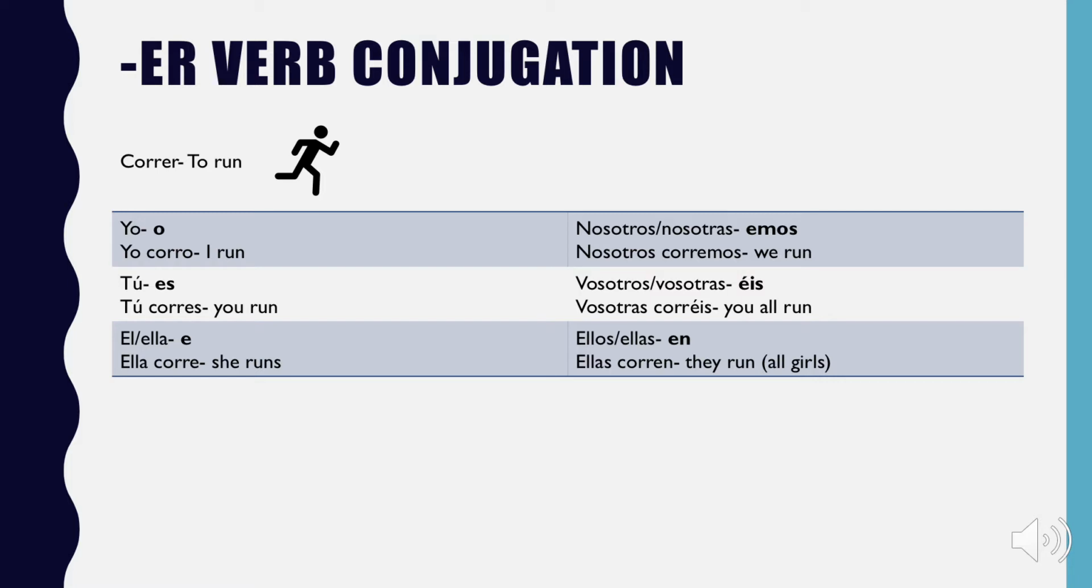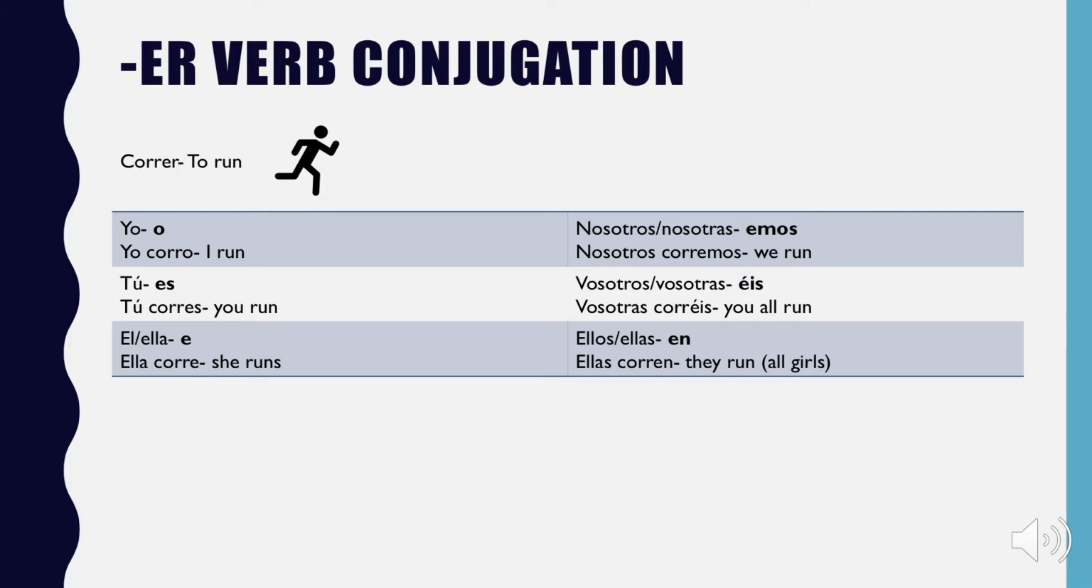In the tú form, you replace the ER ending with ES. So you say tú corres. Everyone say that. Tú corres, you run. In the ella form, you replace the ending with an E. So you say ella corre, she runs.